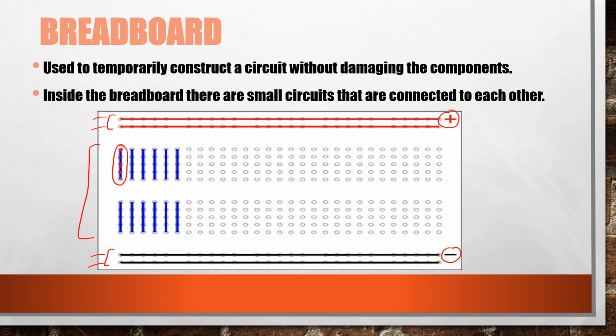It means the top and bottom rows of holes, they are connected horizontally, while the remaining holes, they are connected vertically. So these are the connections of breadboard.